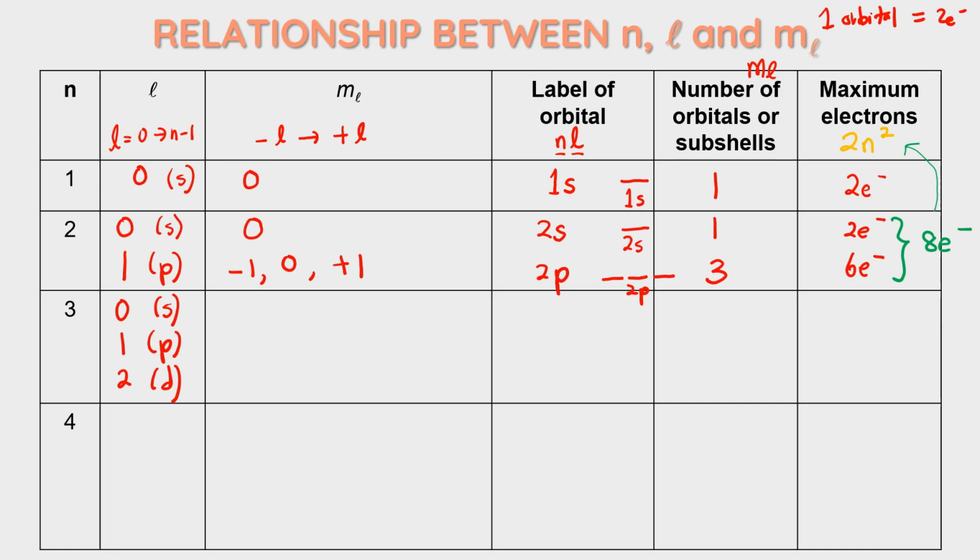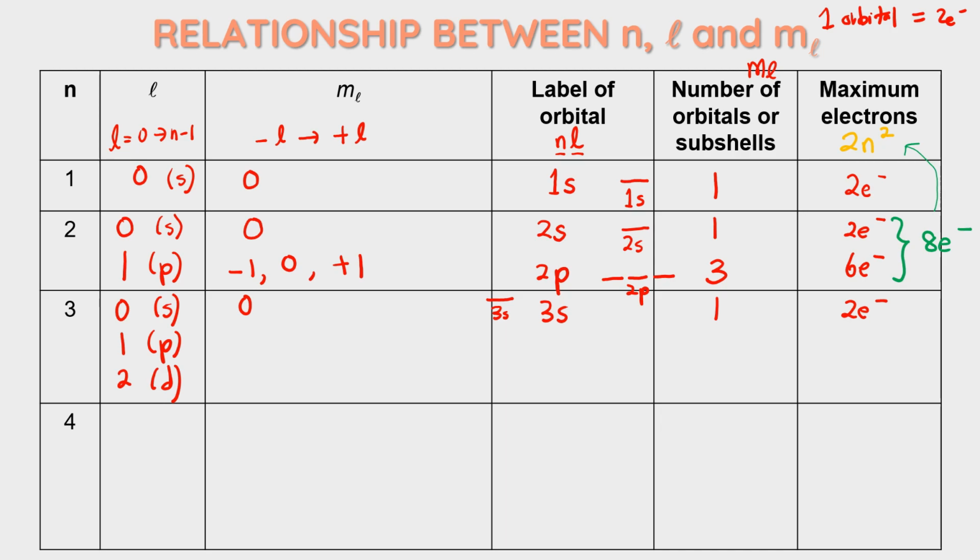Okay, so let's do it separately one by one. When n is 3, L is 0, ML here will be 0. So the symbol of the orbital, or label of the orbital, will be n3, L0, which is s. So you're going to have 3s orbital. In 3s orbital, how many orbitals do we have? Here we have one number, meaning that we only have one orbital. Merujuk kepada satu tempat or satu orbital dalam 3s. Now, how many electrons can we fill in this one orbital? Definitely we can fill with 2 electrons.